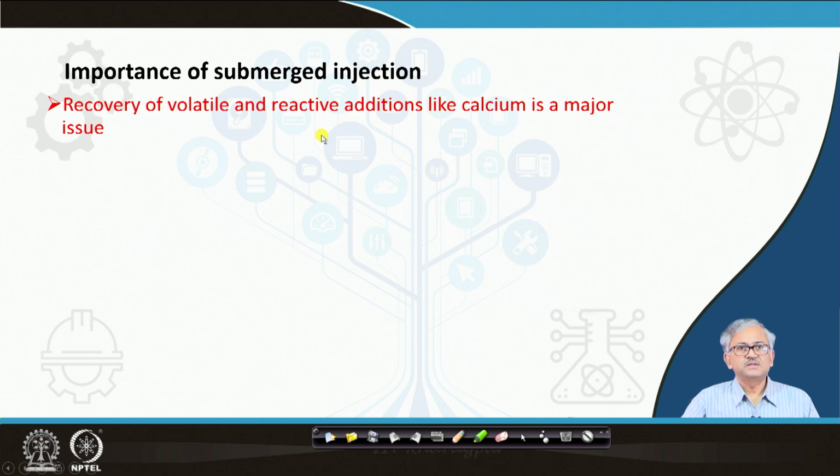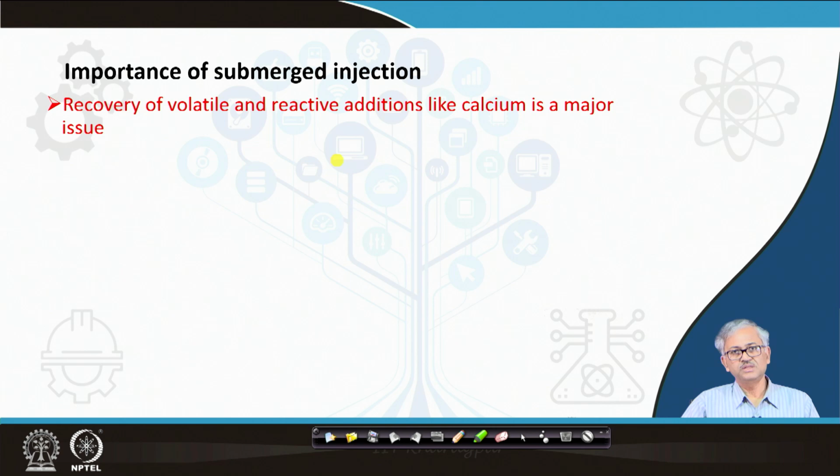The first point is the recovery of volatile and reactive additions, like calcium, which is a major issue. We are concerned here only with calcium powder injection, because calcium can do a lot of interesting things when injected into the steel melt. Basically, it can convert the deoxidation product into a liquid deoxidation product through the formation of calcium aluminate, as we have discussed.